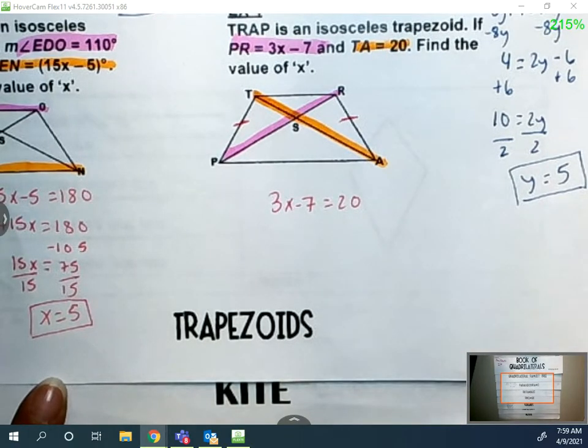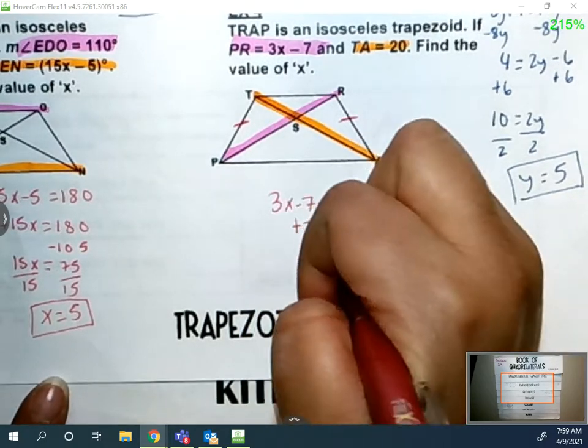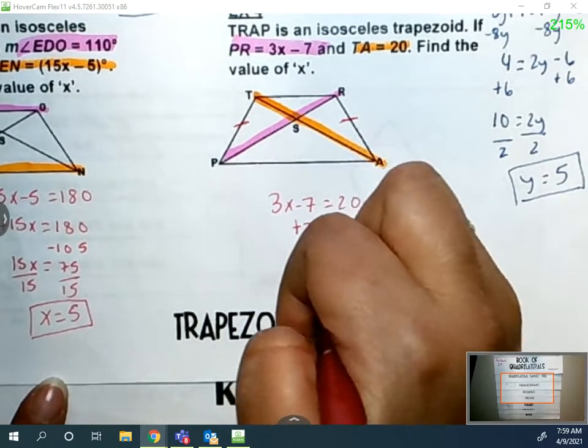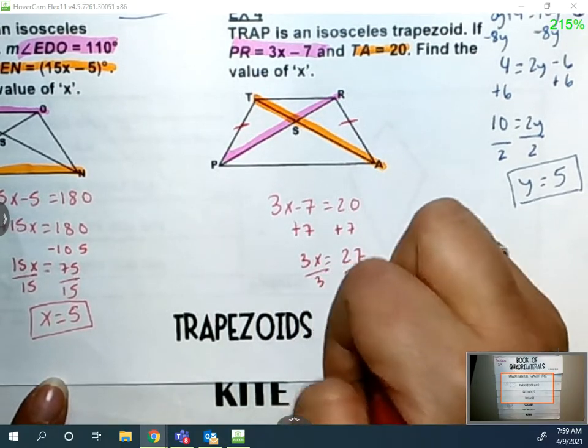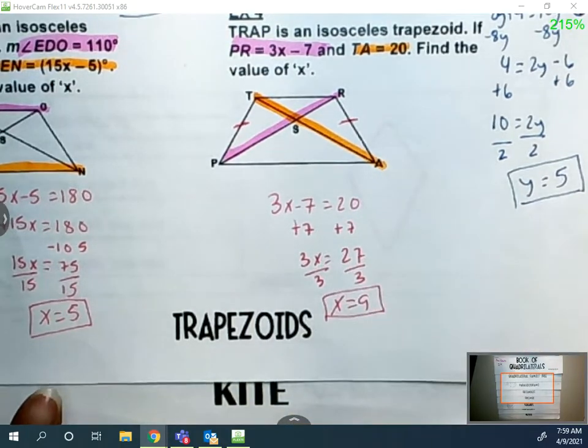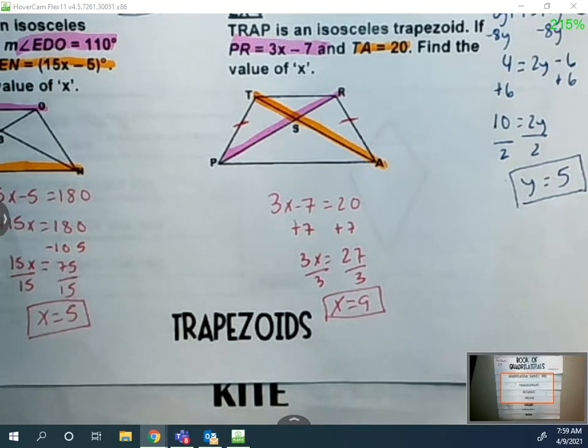Any questions? Okay, add 7 to both sides. 3x is equal to 27. Divide by 3, x is equal to 9. Yes. Okay, let's go ahead and flip over to kite.